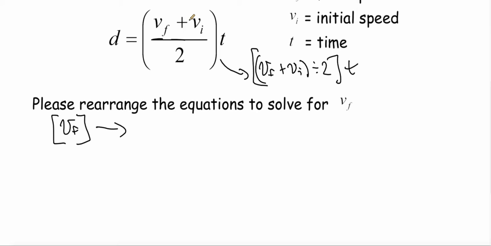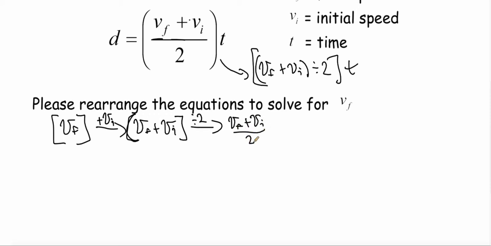So my first operation is to the final velocity, we add my initial velocity. So I end up getting final velocity plus initial velocity. Then I look at this, I divide by 2. So I get final velocity plus initial velocity, and then I'm going to divide by 2. And then my last step here is we multiply by t, or time. So I get final velocity plus initial velocity divided by 2, and that's all multiplied by time.